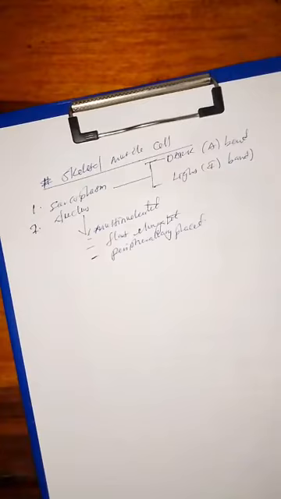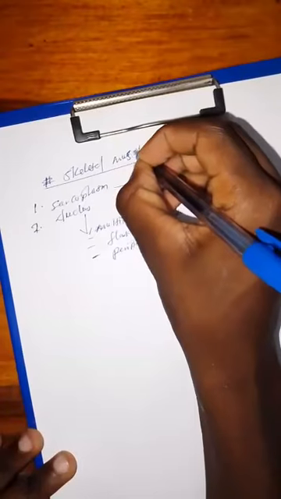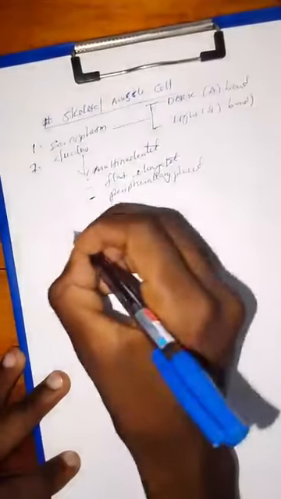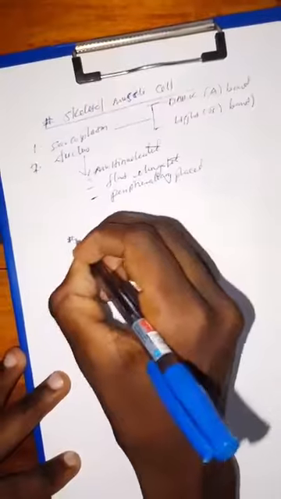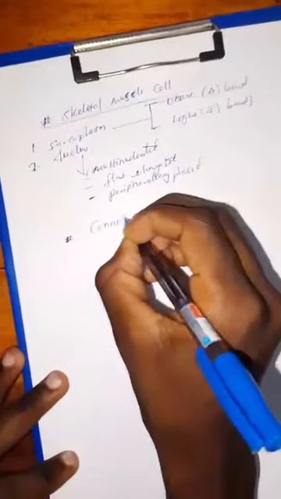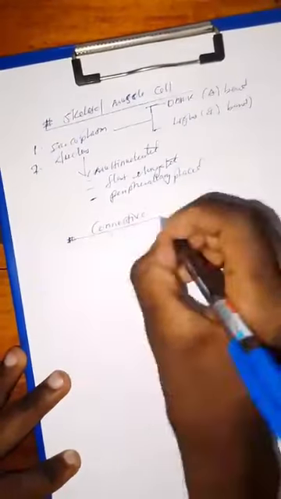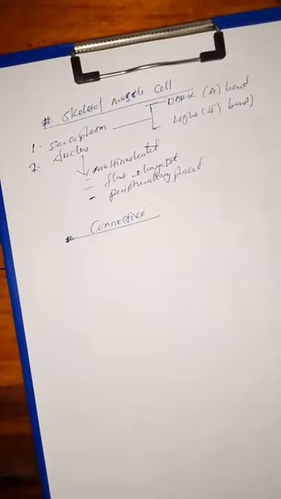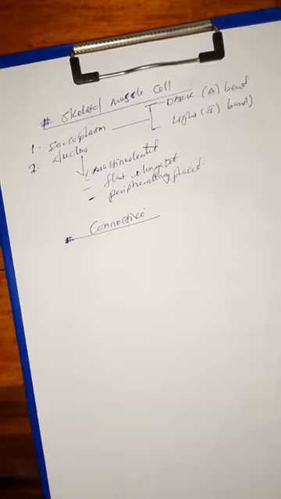Then the same skeletal muscle cell, it also has a connective tissue. I'm just giving you pointers, so this shouldn't limit you from going to research more, so that you know more if you want. So the skeletal muscle also has connective tissue.